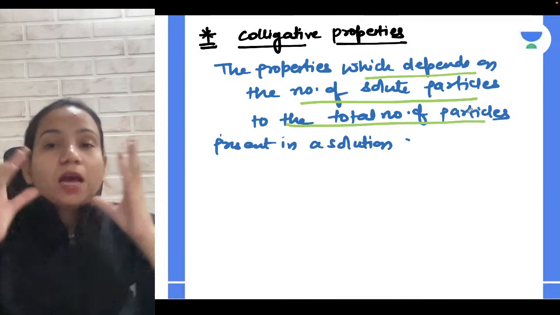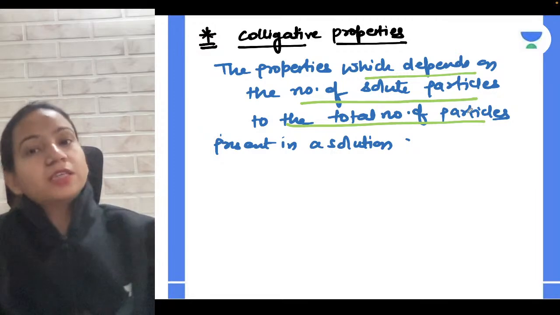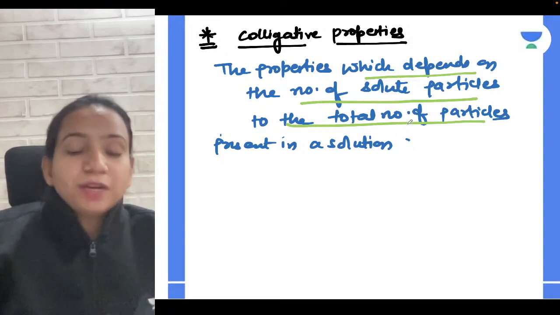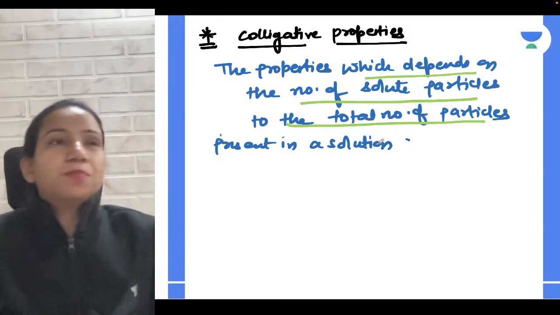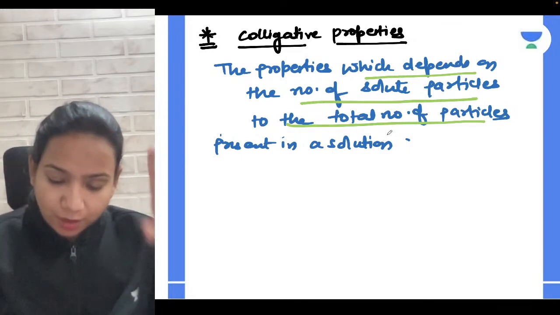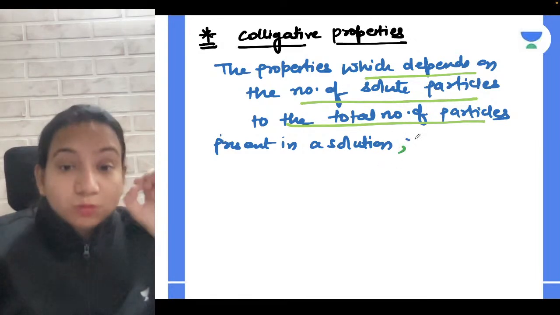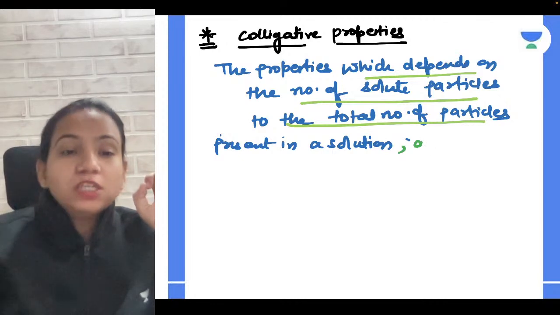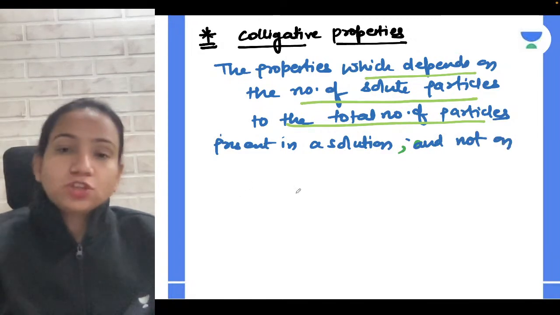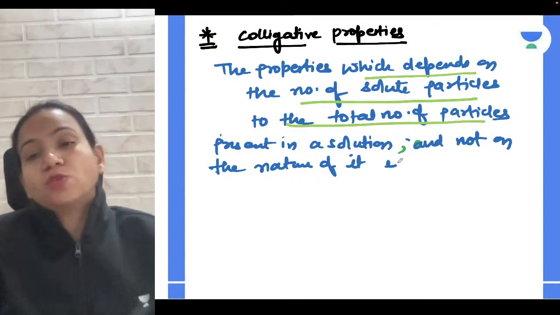All those properties which depend on this factor are considered colligative properties. They don't depend on the nature of the solute, what substance it is, or what solvent you are taking. The properties that depend on the number of solute particles present in a solution and not on the nature of it are known as colligative properties.